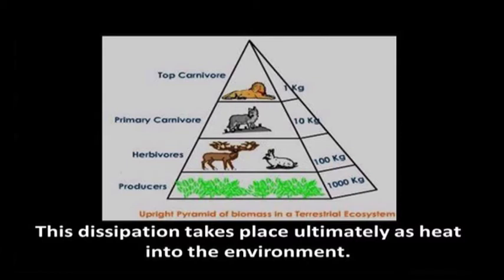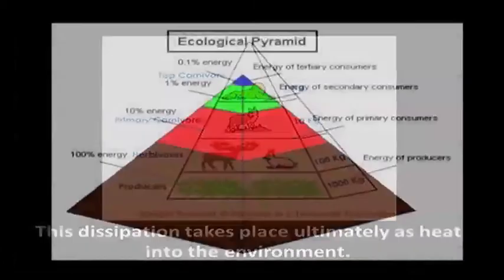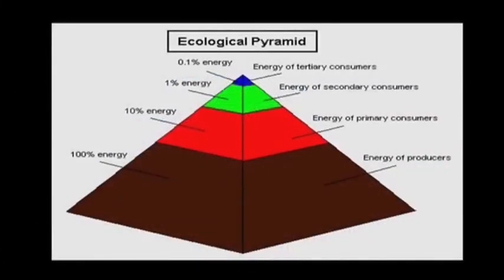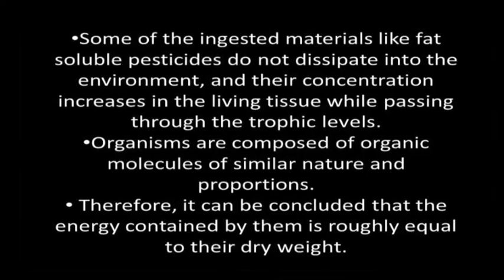A part of the energy is lost at each stage of the food chain. This dissipation takes place ultimately as heat into the environment. So, the total energy received or stored by a certain trophic level is less than that of the lower level. Thus, the gradual decrease in the amount of energy transferred to the higher trophic levels is represented as the pyramid of energy. Some of the ingested materials like fat-soluble pesticides do not dissipate into the environment, and their concentration increases in the living tissue while passing through the trophic levels.